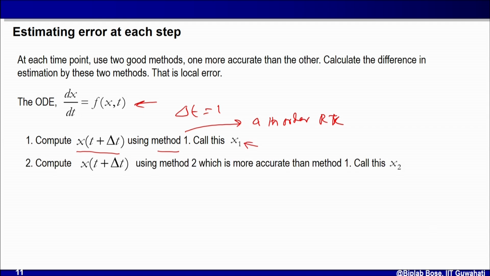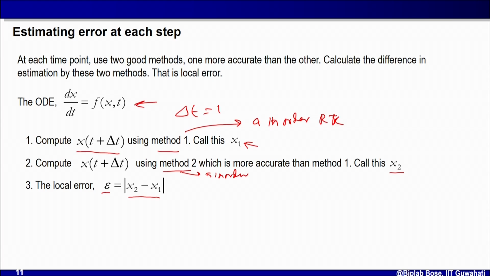Then I do the same calculation to get the value of x at t plus delta t using a new method. This may be a fifth order Runge-Kutta method, which is known to give more accurate results than the fourth order Runge-Kutta method, and I calculate the value of x at t plus delta t. Let us call that x2. And now I calculate the difference between x2 and x1. That is my error. Error is the absolute value of the difference between x2 and x1.